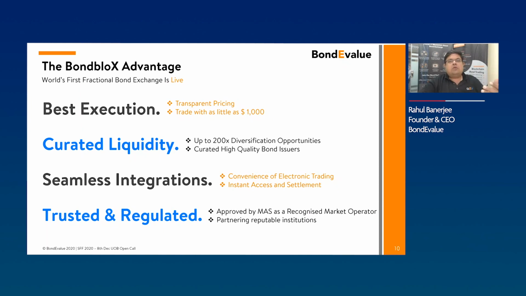By buying bonds in $1,000 denominations, you can diversify your portfolio a lot more than if the bonds had a minimum denomination of 200,000 like today. It's convenient, it's seamlessly integrated, and you get instant access as well as instant settlement. For those of you who have experience in buying bonds, you know that bonds today take 2 days to settle and have complications like counterparty risk.